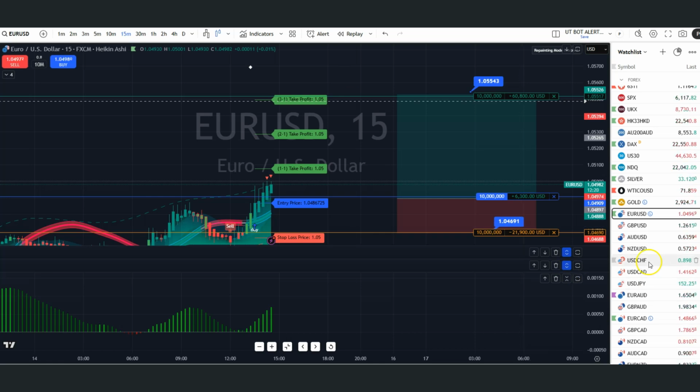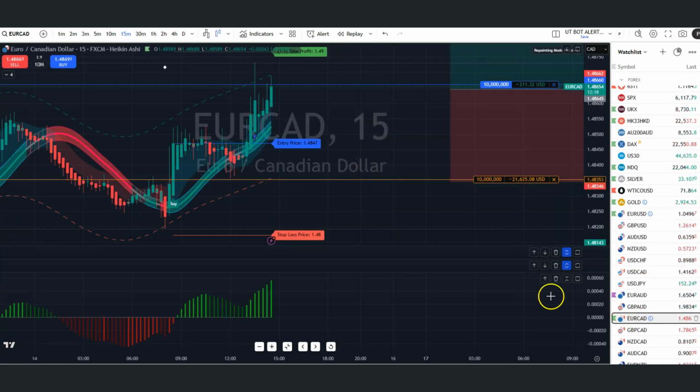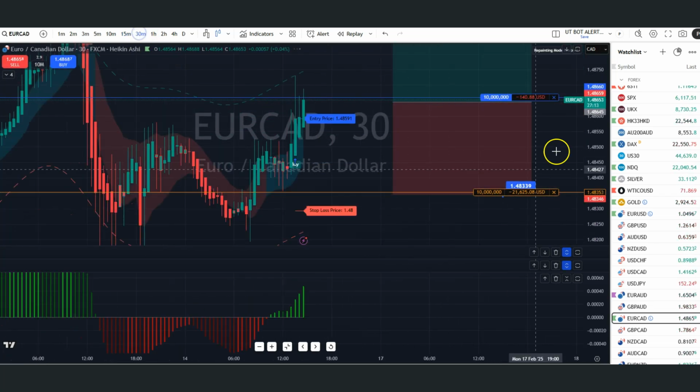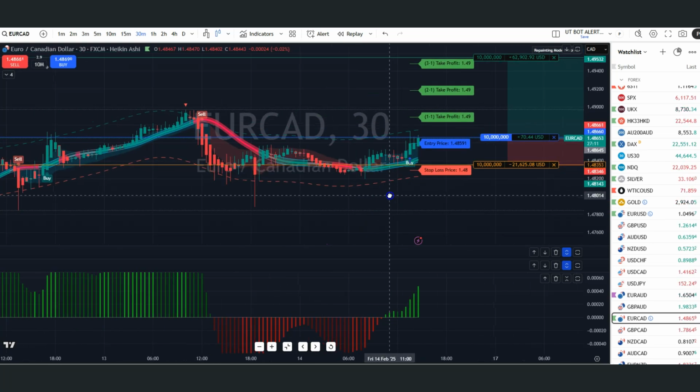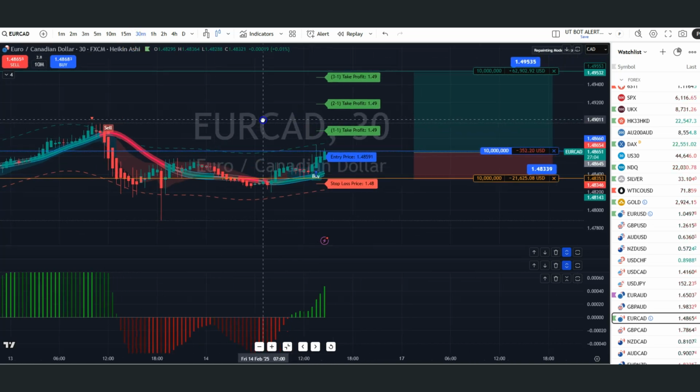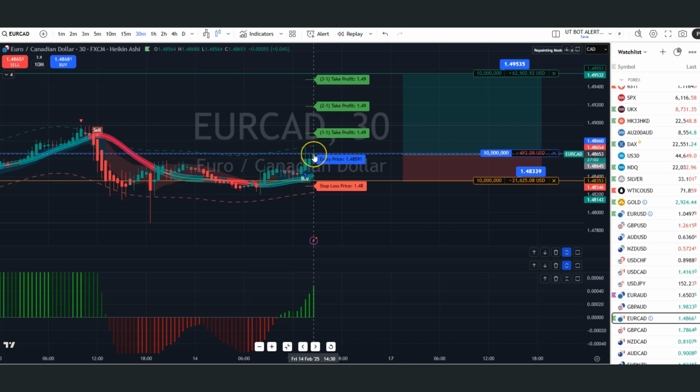So where else are we going? Right, okay, Euro Canadian to the upside, heading up. Now again, look at the 30-minute chart, just clarify where the market structure is. Are all the buys in? Is everything green? Color coded, of course. And you do have an entry point here waiting for the software to catch up.